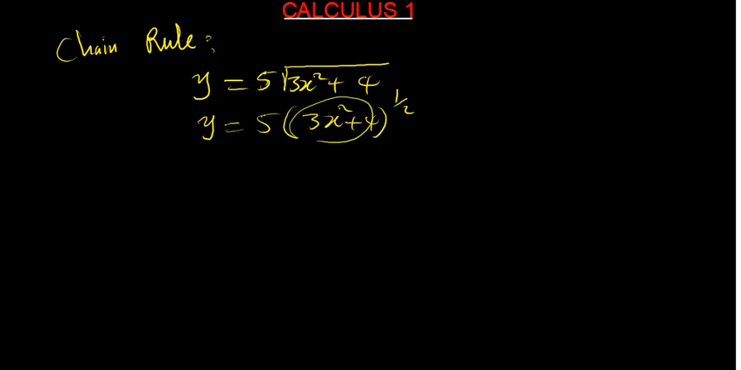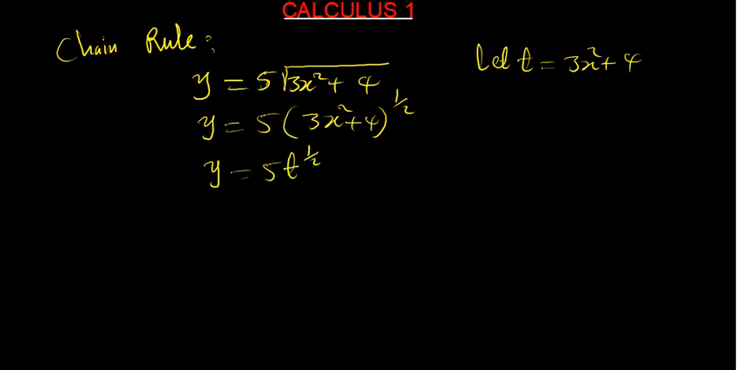So what is inside here, we are going to equate it to t. So we're going to say, let t be equal to 3x squared plus 4. So then what you are going to have is y is equal to 5, where there was 3x squared plus 4, we put t, and then to the power 1 over 2. Okay? Now we differentiate. We know that dy over dx is going to be equal to dy over dt times dt over dx.